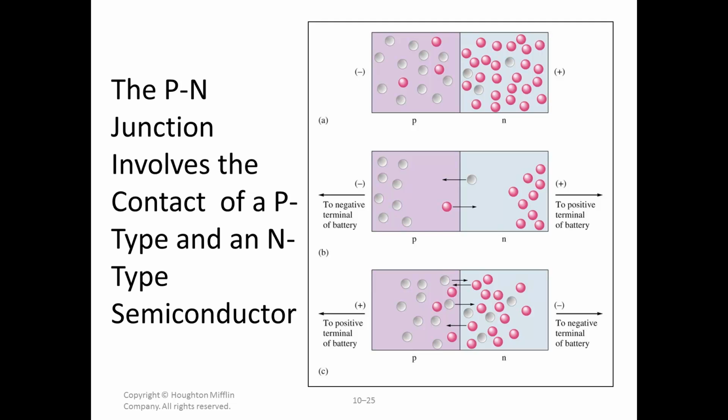Now, a p-n junction involves contact of a p-type and an n-type semiconductor so that we can get electron flow and current.